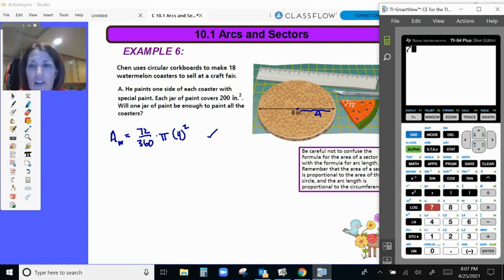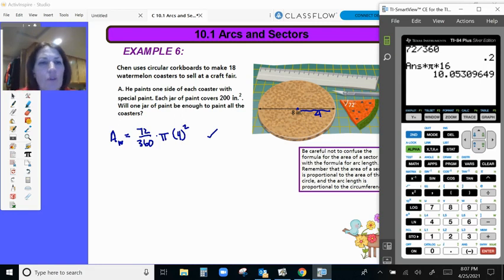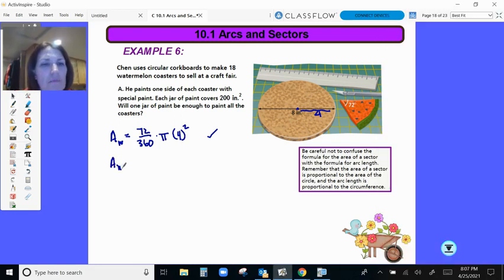Okay, so 72 divided by 360 equals 1/5. So then we have times pi and times 16. That's going to give us about 10.1. Okay, so the area of one is about 10.1.